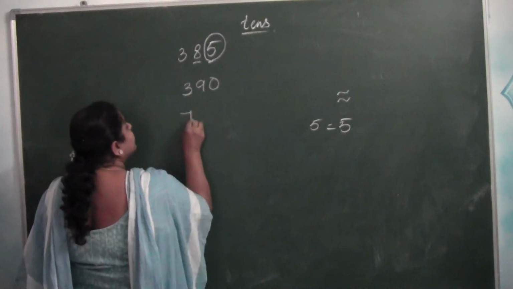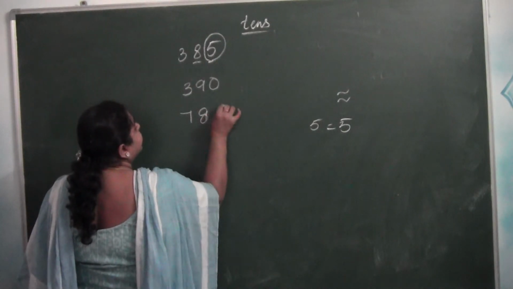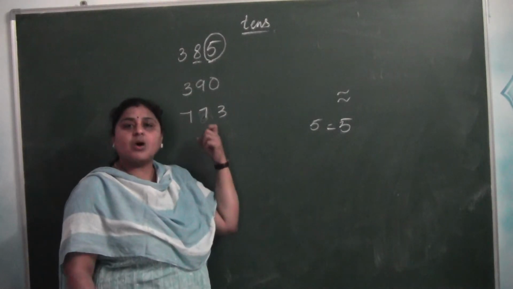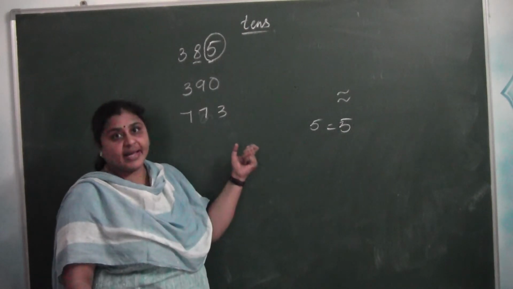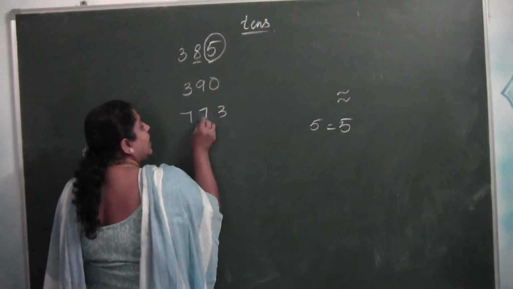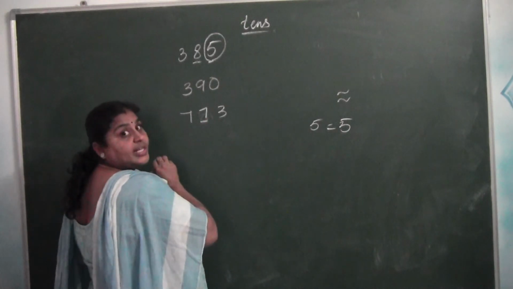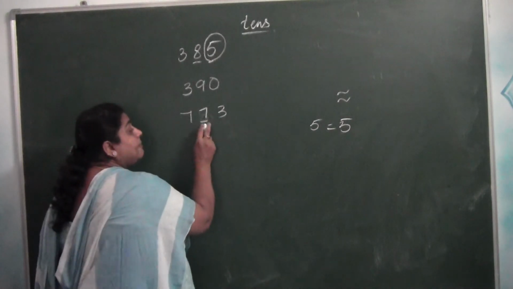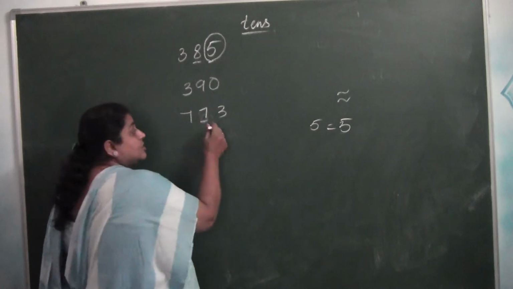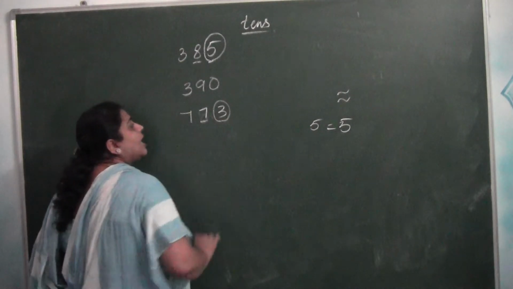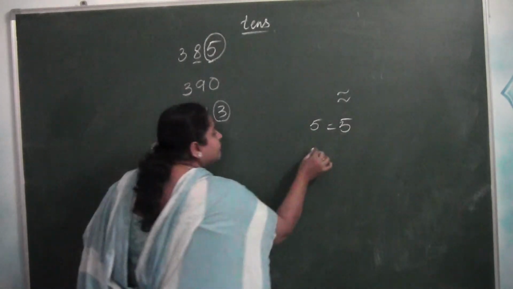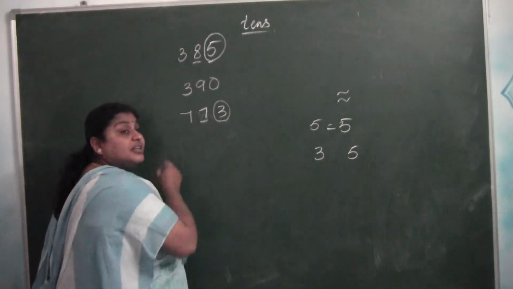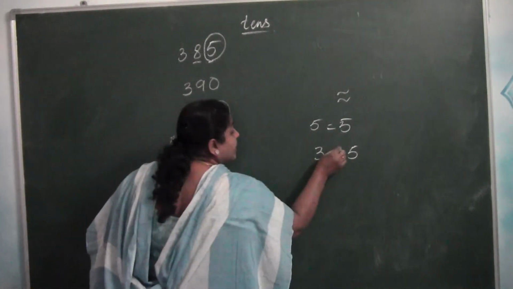Suppose here I have 783 or 773 I have, and I have to round off this number to nearest tens. Now see 773, and I have to round off this 7, the digit in the tens place is 7. I have to round off that number. Then which number will I compare? The digit next to the tens place I will be comparing. That is, I have to compare the next digit 3 with 5. I am comparing 3 with 5. Now tell me, 3 is less than 5 or greater than 5? It is less than 5.